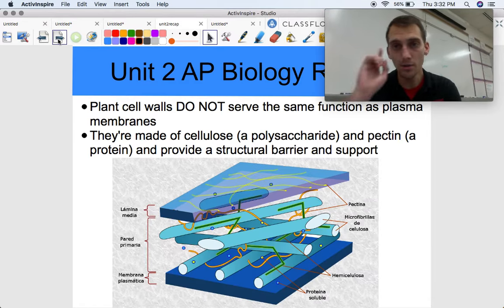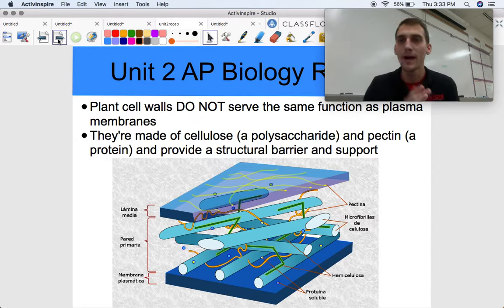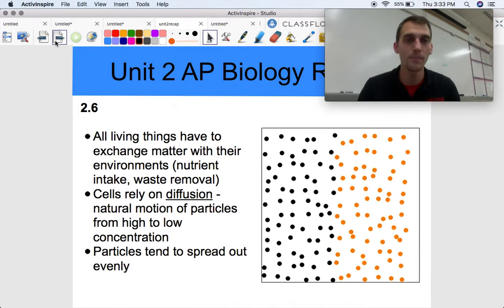Plant cell walls, I told you this is coming back. Plant cell walls do not serve the same function as plasma membranes. This is something I have to get through to my regular bio students all the time. They're not doing the same job as the plasma membrane. A plasma membrane is made of a phospholipid bilayer and proteins. Plant cell walls are made of cellulose and pectin, a polysaccharide, and provide a structural barrier and support. And they allow a plant cell to build turgor pressure, which we're going to talk about later.